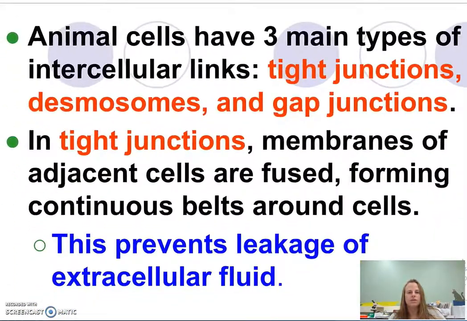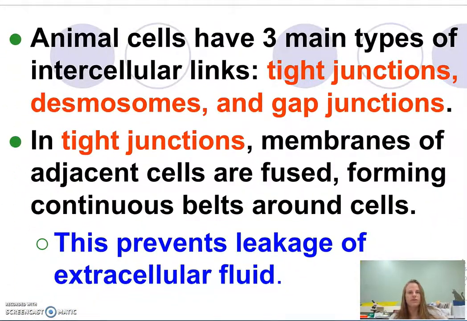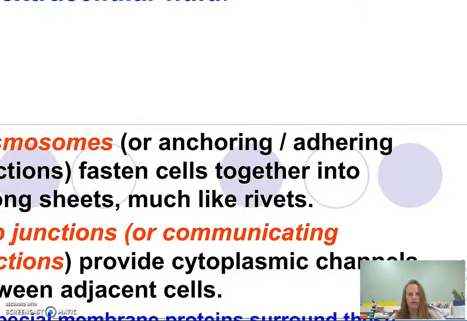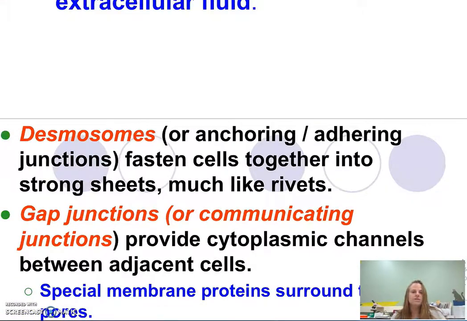In animal cells, there are three different types of intercellular links. You have tight junctions, desmosomes, which are sometimes called anchoring or adhering junctions, and gap junctions. In tight junctions, the membranes of adjacent cells get fused, which forms continuous belts around those cells, which prevents any extracellular fluid leaking out of the cells.